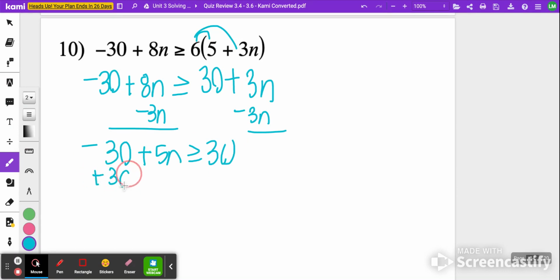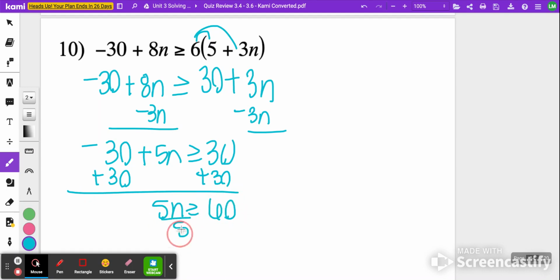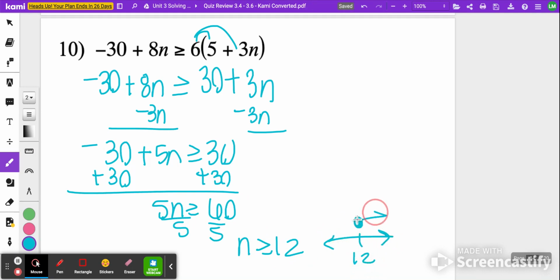Then I add 30 to both sides, and I get 5n is greater than or equal to 60. When I divide both sides by 5, n is greater than or equal to 12. So that does give me a solution. So I can graph it, and that's a closed circle pointing to the right.